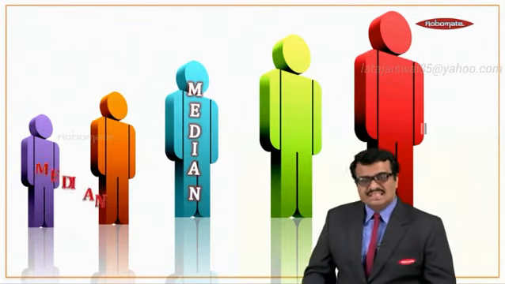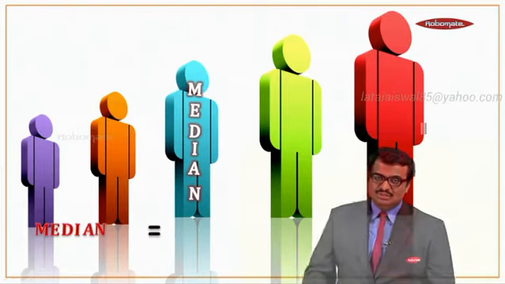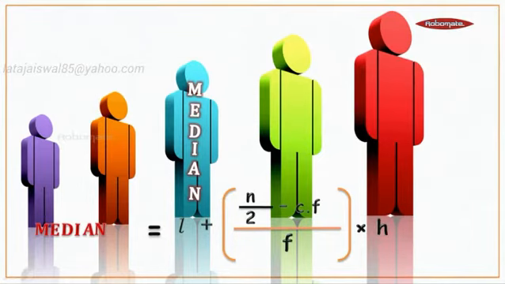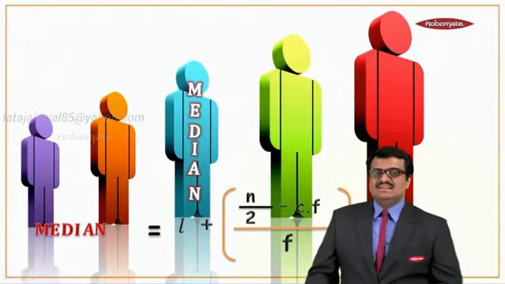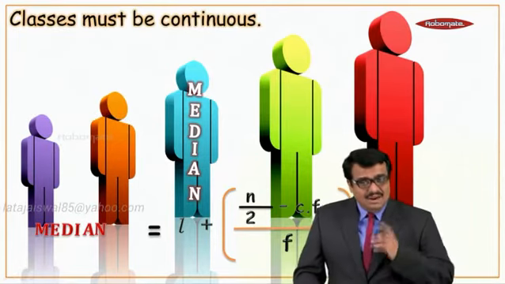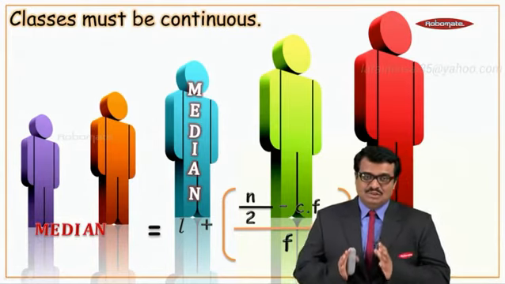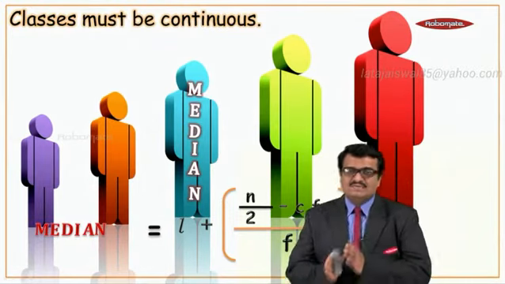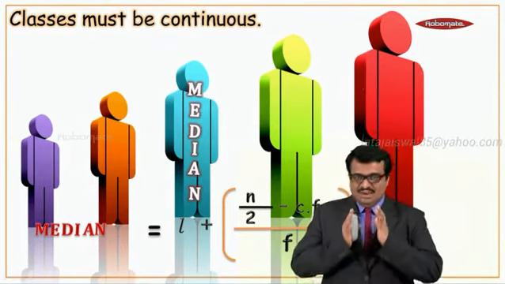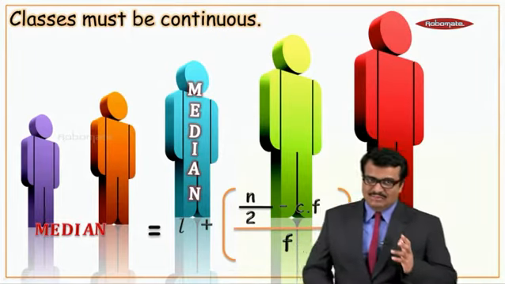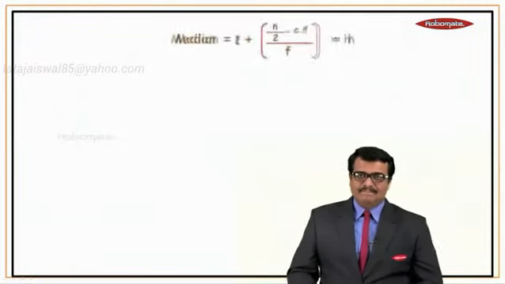And median is given by a formula. Median is equal to L plus (n upon 2 minus CF) upon F into H. This is the value of median. Now let us understand each term that is present in this formula. But remember always, in median the classes must be continuous. So what we understand, in mode as well as in median the classes must be continuous, but for mean the classes can be given in any way, it is okay. Okay, so let us start.